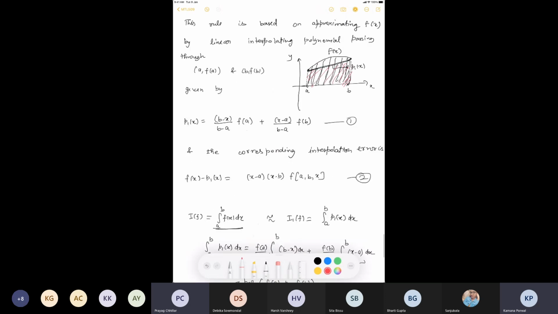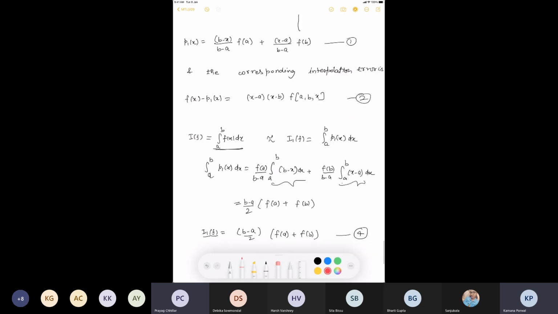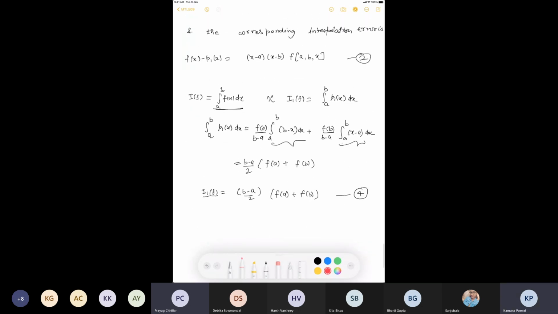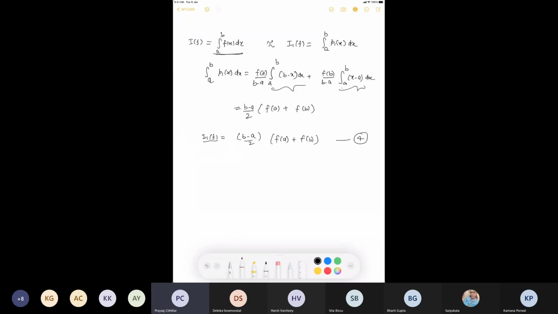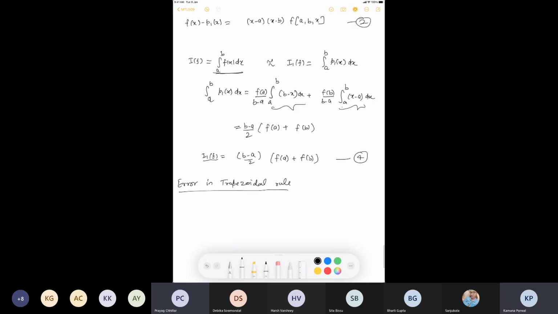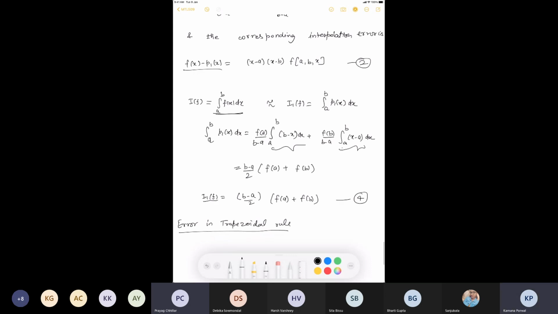Of course you can see clearly we have some error. You have f(x) and then you have p1(x). So there's an error which we are committing in this approximation. Let's try to see what the error in the approximation is, the error in the trapezoidal rule. Of course, we already know what the interpolation error is, so we are going to make use of this. We are simply going to integrate this equation 2.